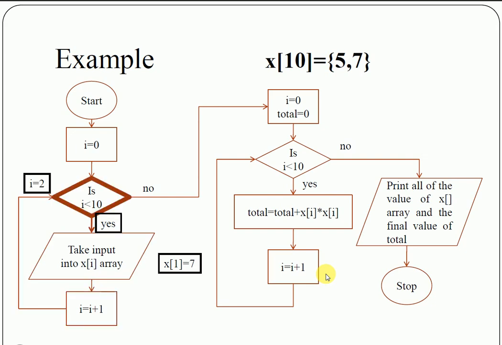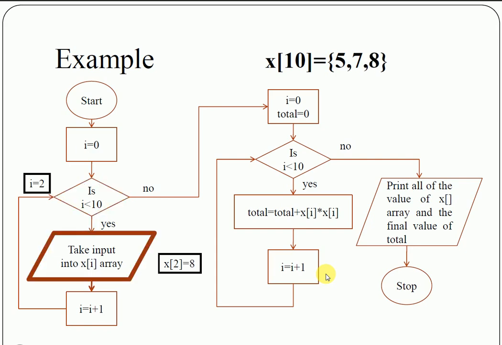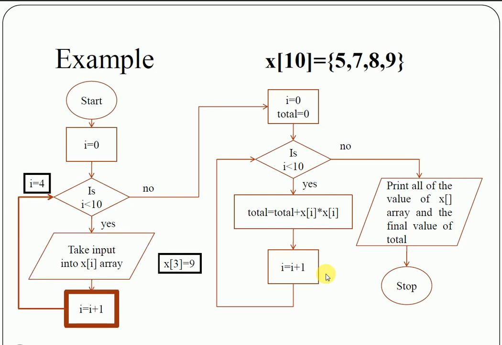It will check whether it is true or not. If the condition is true, then it will take input again. Then x2 equal to 8, and i will be incremented by 1 again, so the value will be i equal to 3. Then again it will check the condition. If it is true, then take input for the third position, which is 9. Now again i is incremented by 1, then i will be 4.